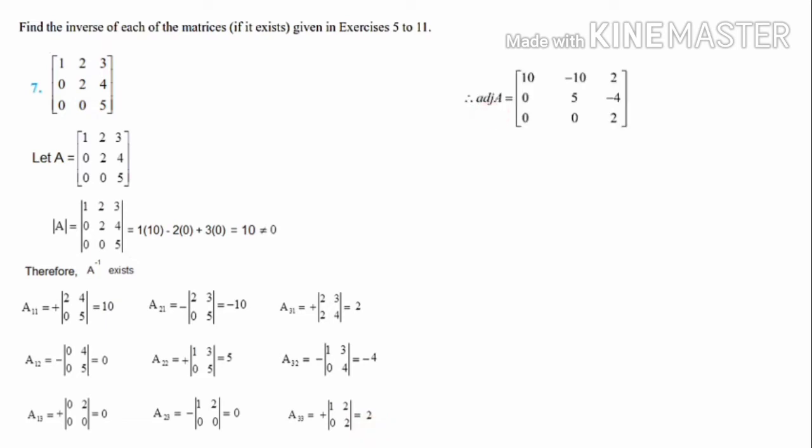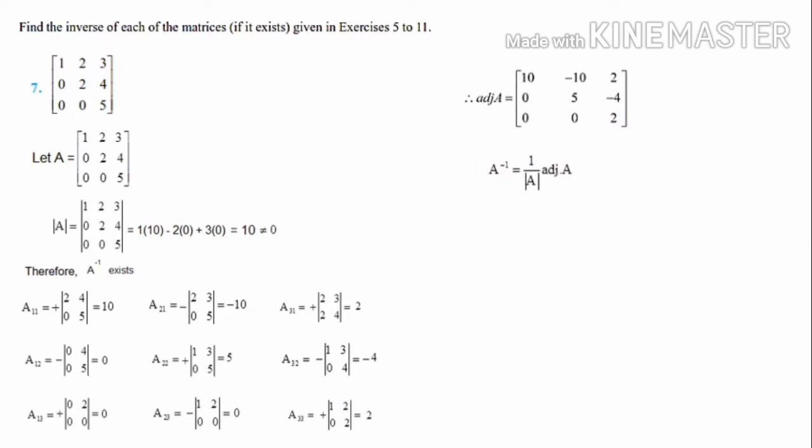Next, we have to write adj A. By the adj A formula we know that column-wise we have to write A11, A12, A13. That is 10, 0, 0. The next column is A21, A22, A23. That is minus 10, 5, 0. And the third column is A31, A32, A33. That is 2, minus 4, 2.